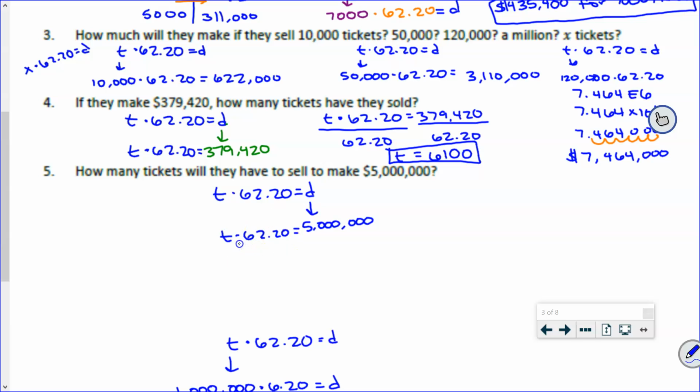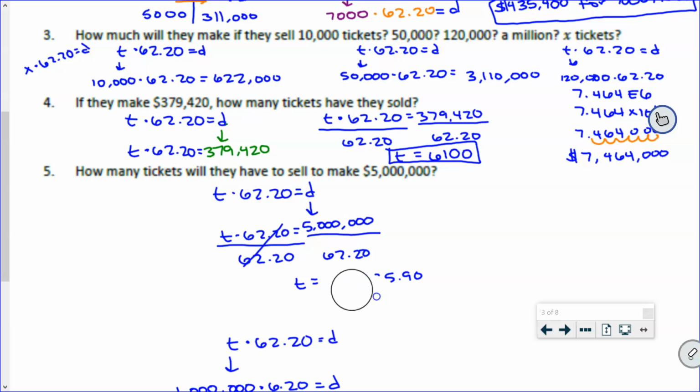What's happening to T? We're multiplying by 6220. How do I undo that? We divide, and whatever I do to one side, we do it to the other side. And I get T is equal to, first hand up I'm going to call on. Gabe? 80,395 and 90 cents, you said?